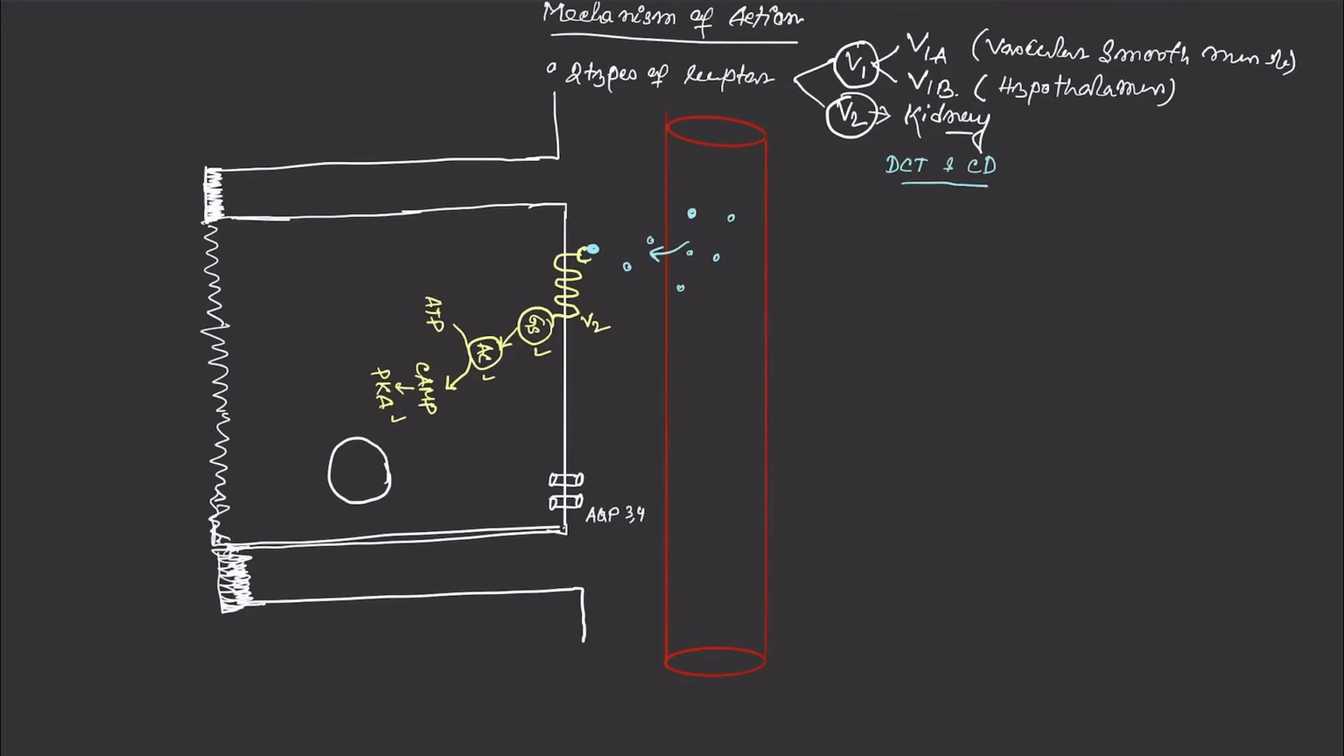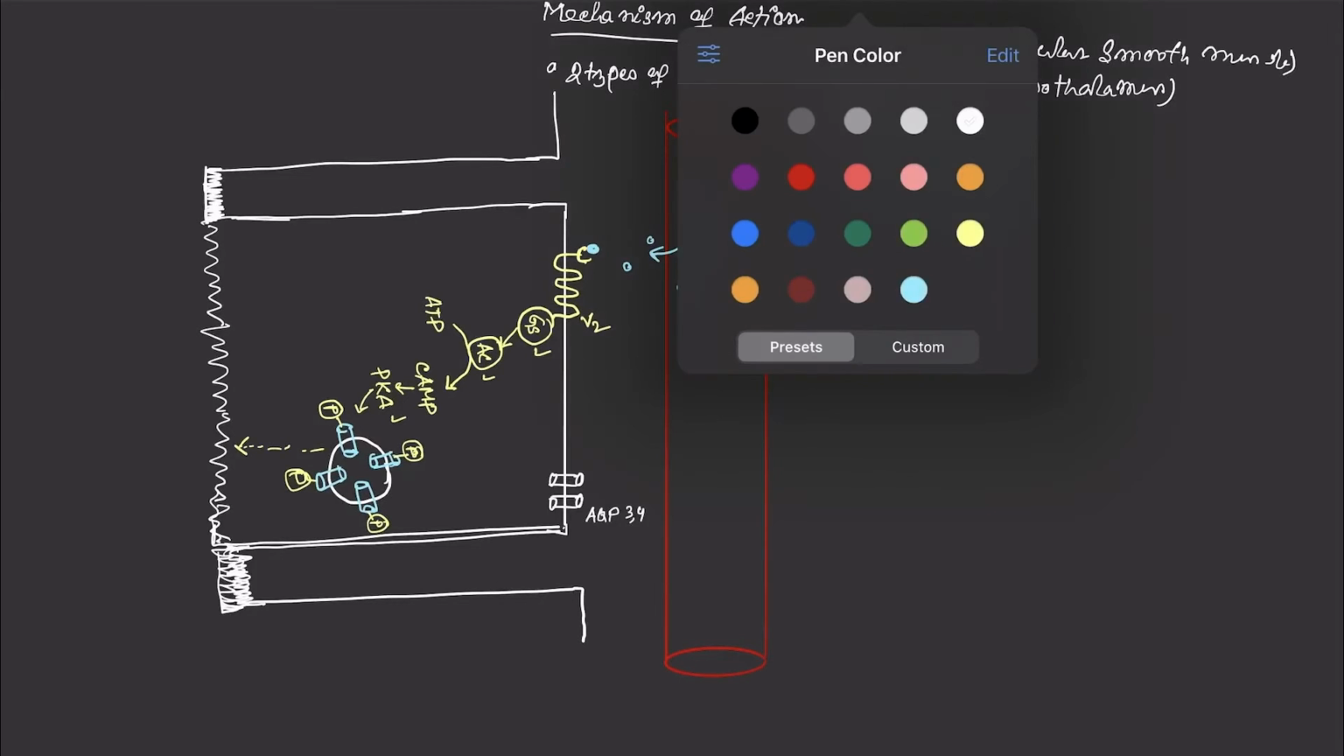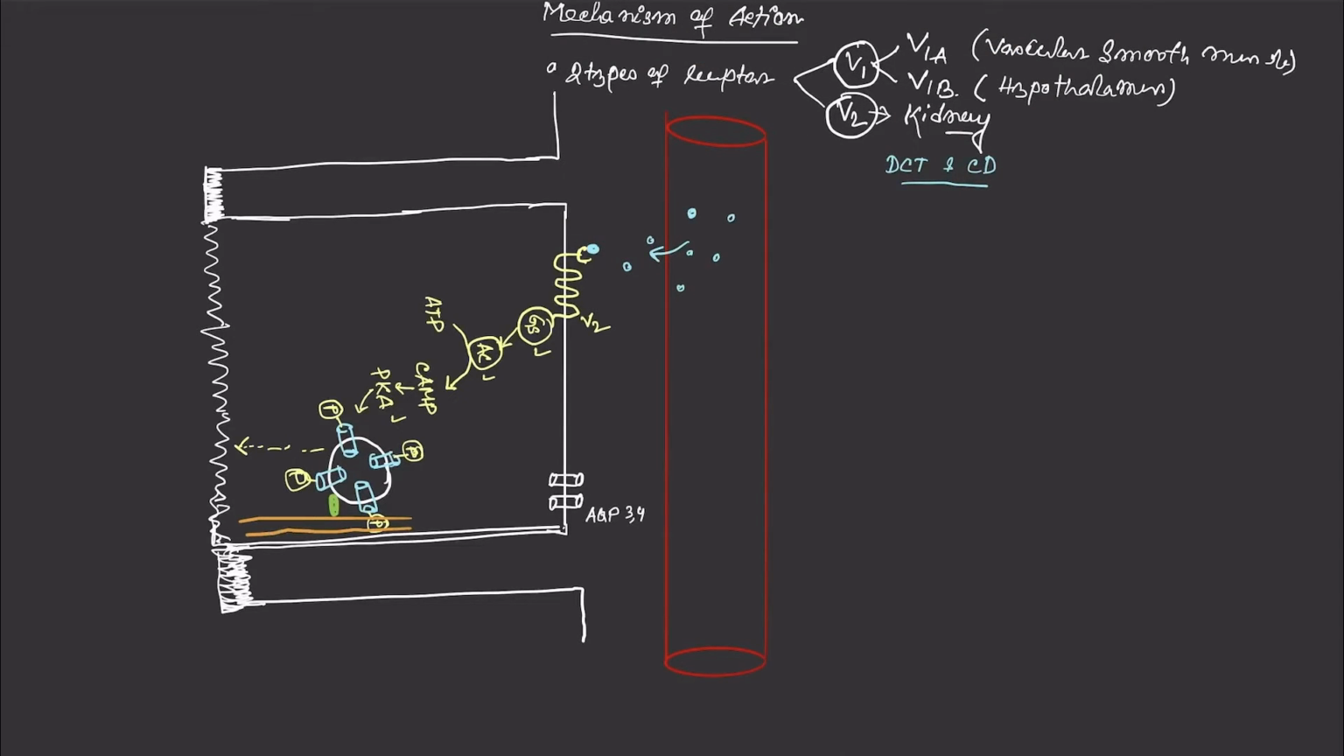This protein kinase A specifically phosphorylates the water channels, aquaporin 2, which are packed inside vesicles. So these water channels, specifically aquaporin 2 molecules, get phosphorylated. Now these phosphorylated aquaporin 2 channels, packed inside the vesicle, move towards the apical membrane of the cell with the help of a molecular motor, which is depicted in green color along the microtubule, this orange colored thing. So the dynein molecule helps the vesicle to move along the microtubule towards the apical membrane.